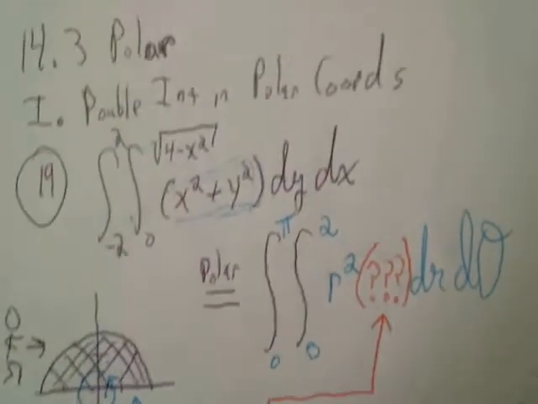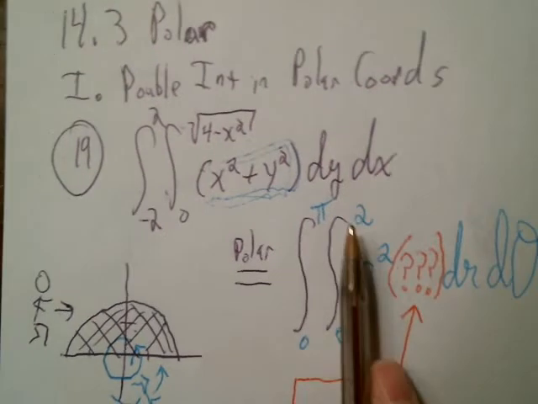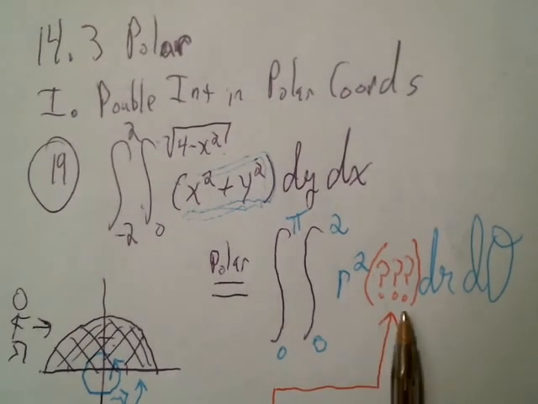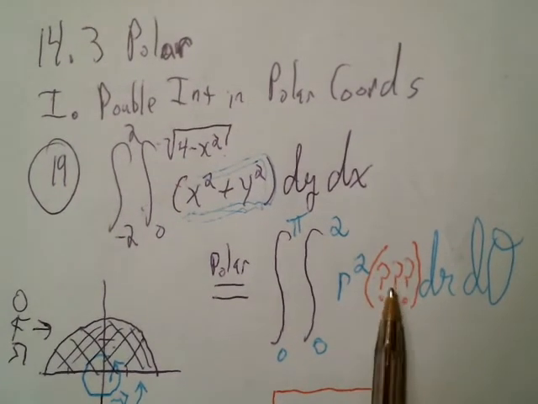So whenever I create my integral and I go from dy dx to something dr d theta, I have to put an r in there. Okay, so it's always dy dx to r dr d theta.